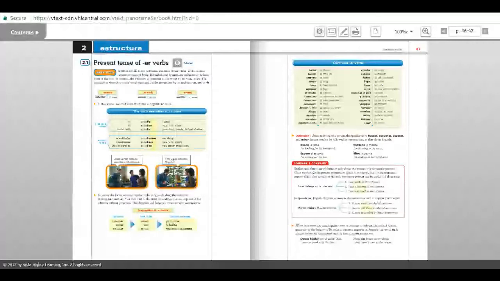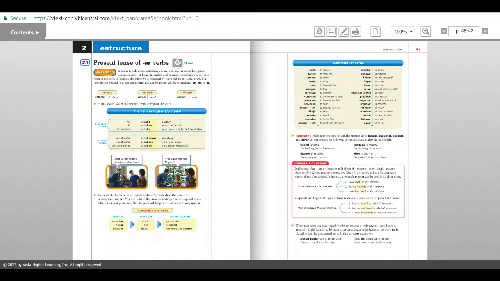So all of those verbs on pages 46 and 47 will change the exact same way. And notice here that they have estudiar as one of the examples. If you go through all of these, bailar, buscar, notice that these are the infinitive of the verb. The infinitive of the verb for these verbs ends with AR.